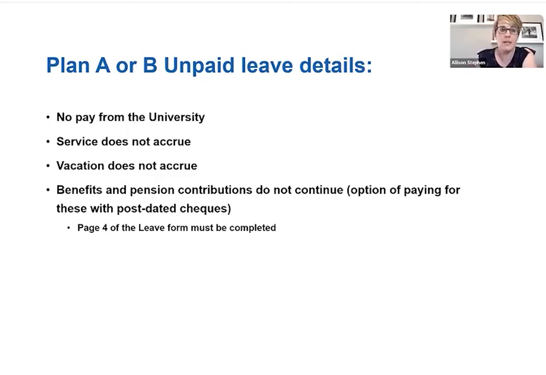So for the unpaid leave portion, you will not get any pay from the university. Your service does not accrue. Your vacation does not accrue. Benefits and pensions do not continue. So that's where you also have the option of paying with post-dated checks. And that is something that you would fill out on page 4 of the leave form. And we'll go through the form in a little bit.